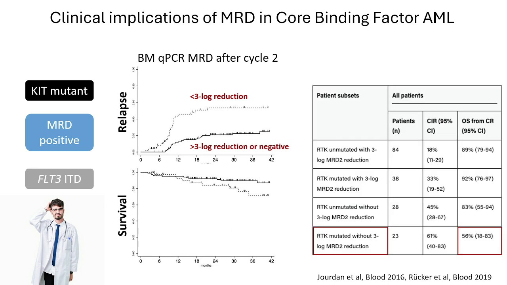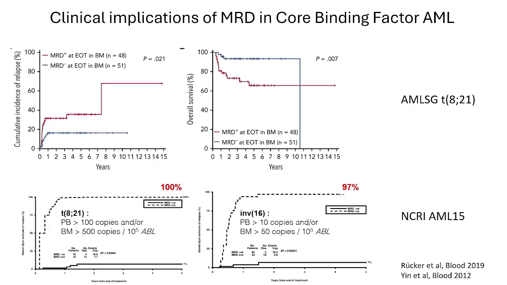And actually, in all of these groups, the overall survival is rather good, with the exception of patients with both a failure to achieve 3-log reduction and the presence of a KIT or FLT3 mutation, where they do pretty significantly worse, with a 3-year survival of 56%, although this is only based on 23 patients. This may be a group which would benefit from change in treatment, but so far there are no confirmatory data.